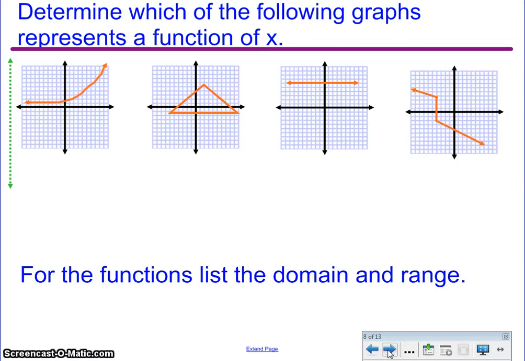All right, you go ahead and try these next ones. Go ahead and list which ones you believe are functions and which are not. Press pause, come back to me when you're ready.